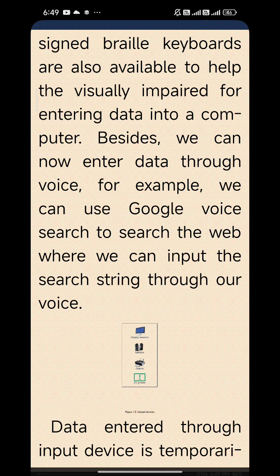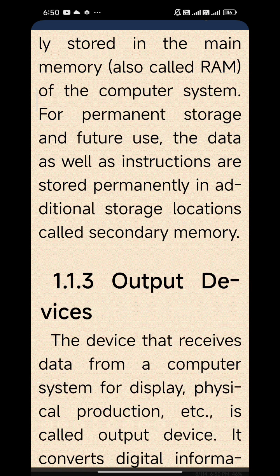Output devices: display monitor, speaker, printer, 3D printers. Data entered through input devices is temporarily stored in the main memory, also called RAM, of the computer system. For permanent storage and future use, the data as well as instructions are stored in additional storage locations called secondary memory.